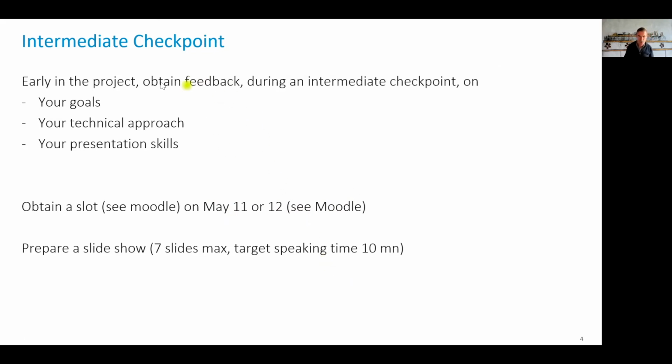The goal of this is to have a very informal discussion of what you plan to do and how you have already started doing it. So the goal is to check your goals, your technical approach, and also to exercise a presentation. That should be a short presentation with a target speaking time of 10 minutes. The goal here is just to make sure that what you're doing is right on track. In particular, that it's not too big.